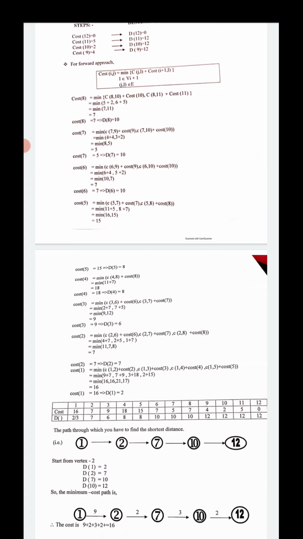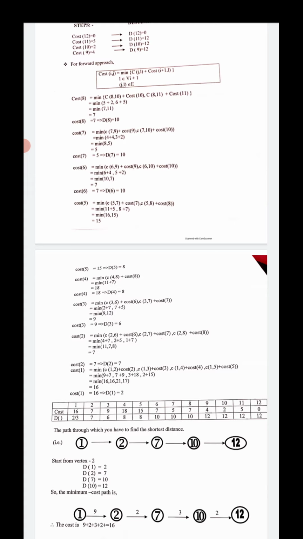Now you are coming to the destination of 1. Destination of 1 will be 2 or 3, whatever it may be. Okay. Now destination of 2, how much? The value 7. Destination of 3, 6. Destination of 4, 8. Destination of 5, how much? 8. Destination of 6, 10. Destination of 7, 10. Destination of 8, 10. Destination of 9, 12. Destination of 10, 12. Destination of 11, 12. Destination of 12, 12.